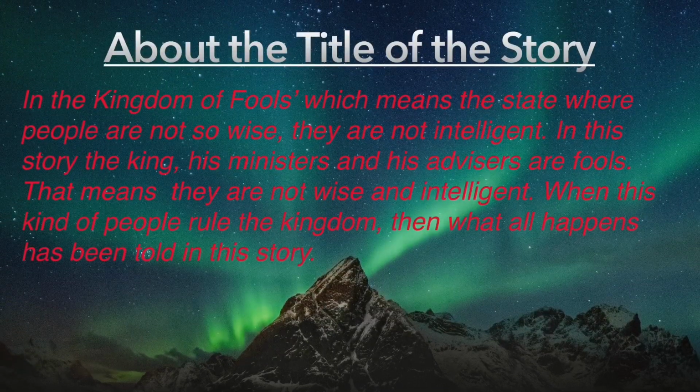Next is about the title of the story. In the Kingdom of Fools, which means the state where people are not so wise, they are not intelligent. In this story, the king, his ministers, and his advisors are fools. That means they are not wise and intelligent. When this kind of people rule the kingdom, then what all happens has been told in this story.